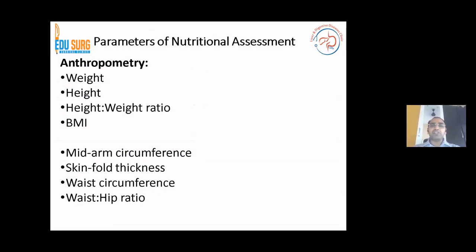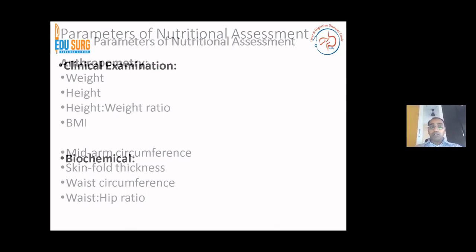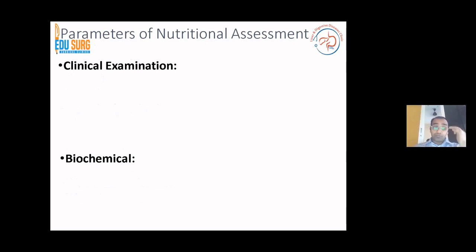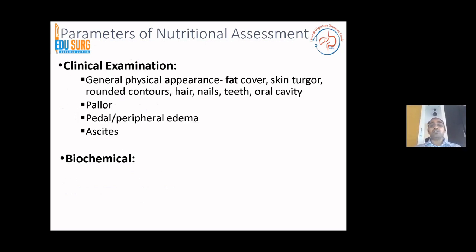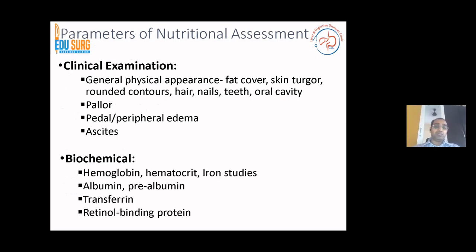So how do you assess which patients will need this nutritional therapy prior to surgery? These are the basic ways of assessing. You have anthropometry: weight, height, BMI. Then you have slightly specialized but still anthropometric measures like mid-arm circumference, waist circumference, skin fold thickness. The clinical examination includes the fat cover, skin turgor, rounded contours, hair, nail, teeth examination, pallor, pedal edema, ascites. There are a few biochemical parameters like hemoglobin, albumin, prealbumin, retinol binding protein.